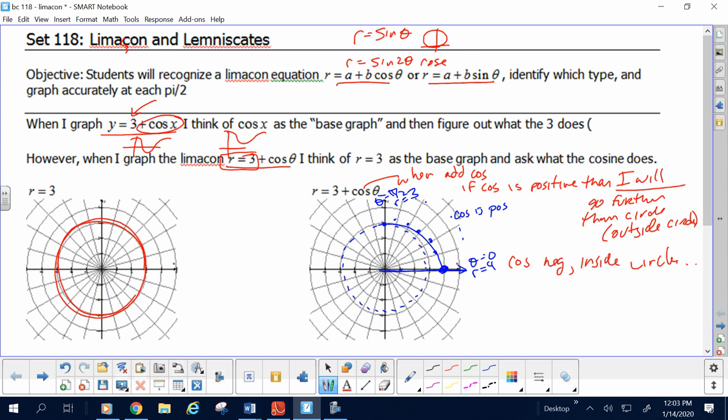Now, what's going to happen over here? Because cosine is negative, we will now be less than 3, so we'll be inside the circle. So a little less than 3, and a little less, until you get to pi over 2, and that is negative 1. 3 minus 1, so it's 2. Actually, it should have collapsed quickly, so it should take on this kind of egg shape.